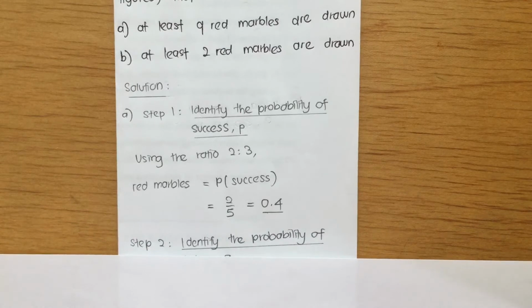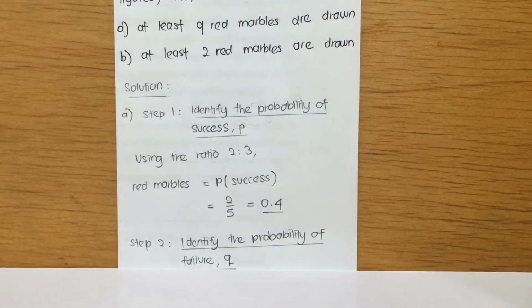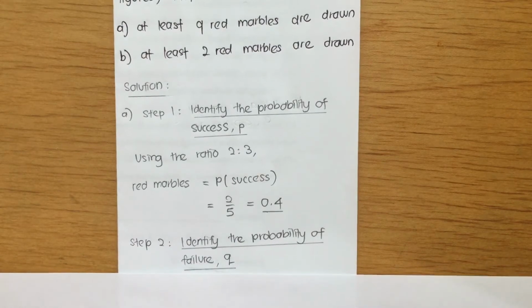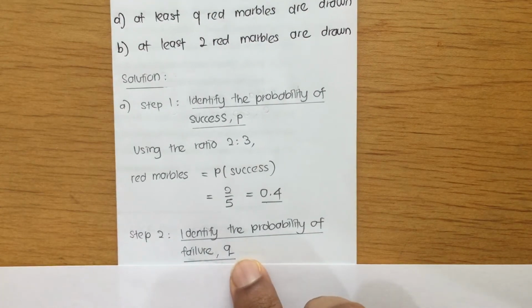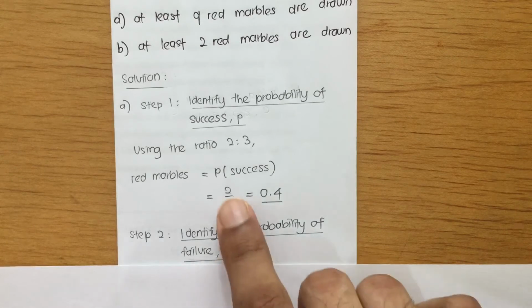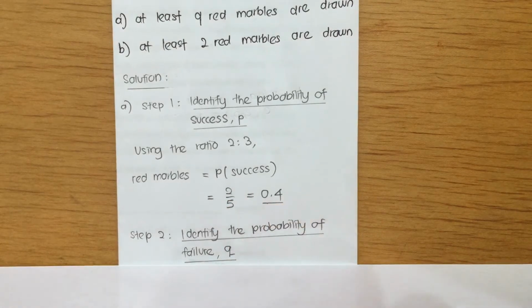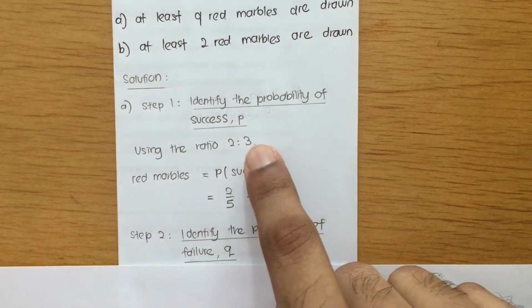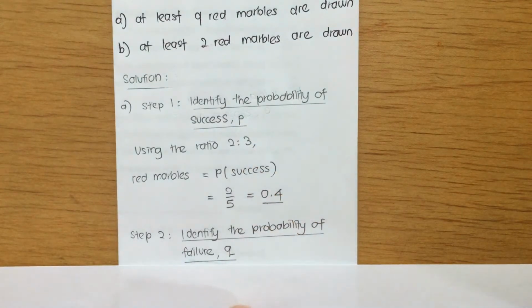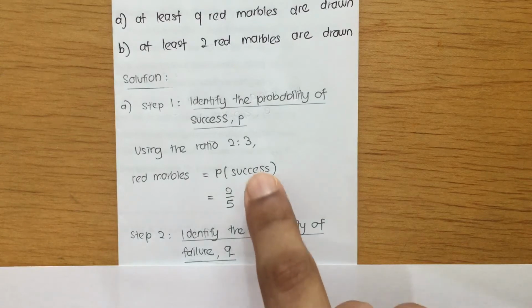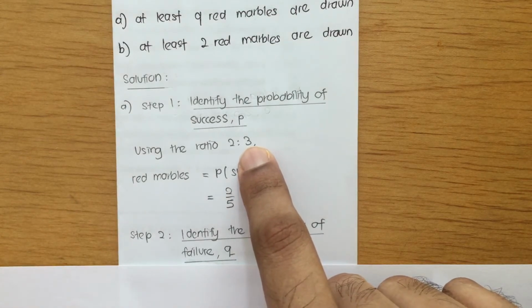Once you identify the probability of success, now you need to proceed to find the probability of failure, which is q. To find the q is very simple. You got two ways over here guys. One, you can do 1 minus 0.4, you get 0.6, or you can use the ratio over here to calculate the probability of failure. In this case, the ratio of blue is 3.